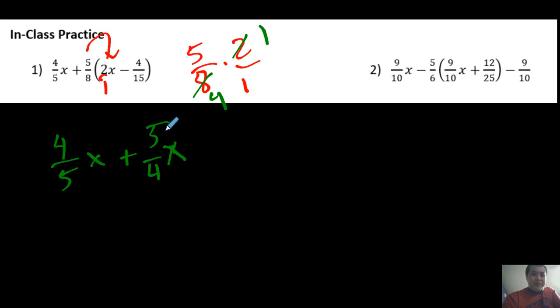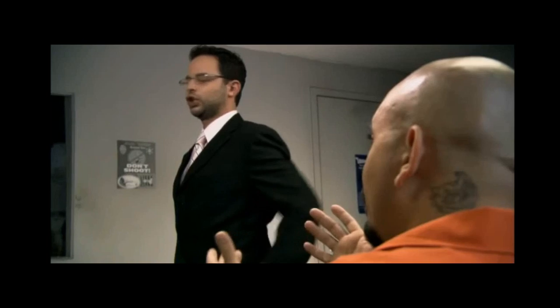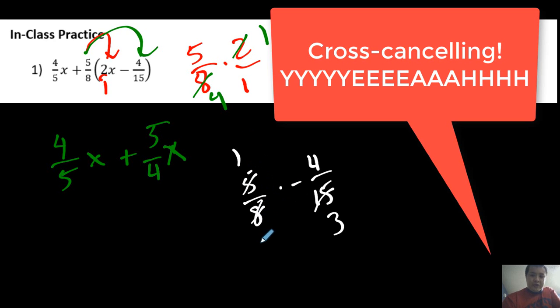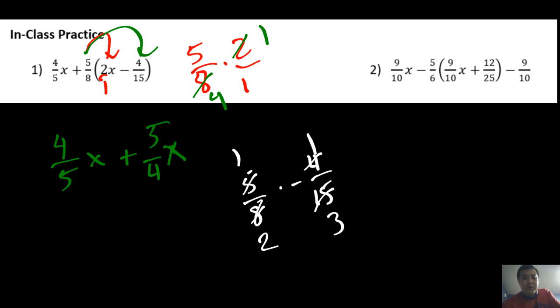Then we have to distribute the 5/8 into the negative 4/15. 5/8, little sidebar math. Just kidding. Shh. Respect the sidebar. Times negative 4/15. And we can cross cancel again because 5 goes into 5 and 15. And we can cross cancel again because 4 goes into 8 and 4. And so what we get is minus 1/6. And then we have to combine like terms.